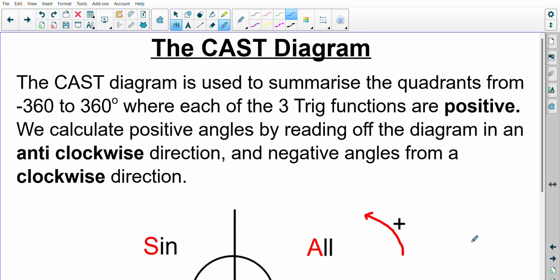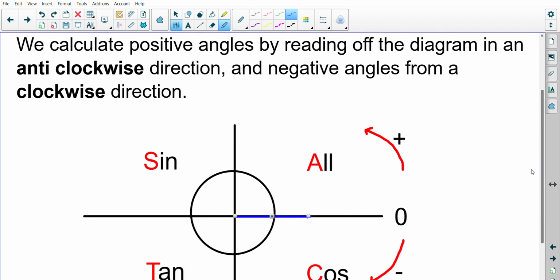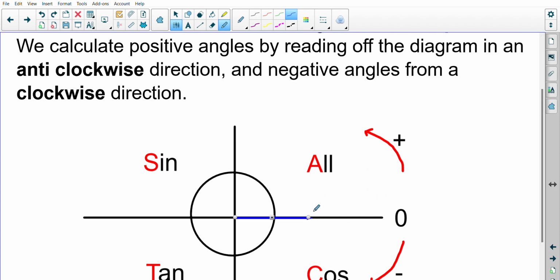So the CAST diagram is used to summarise the quadrants from minus 360 to 360 degrees. So if you think about the graphs, that is from 0 to 360 degrees and all the way from 0 to minus 360 degrees. In particular, we're looking at where the three functions, sine, cos and tan, are positive in those quadrants. So we've already seen that we calculate positive angles by reading off the diagram from the positive x-axis in an anti-clockwise direction.